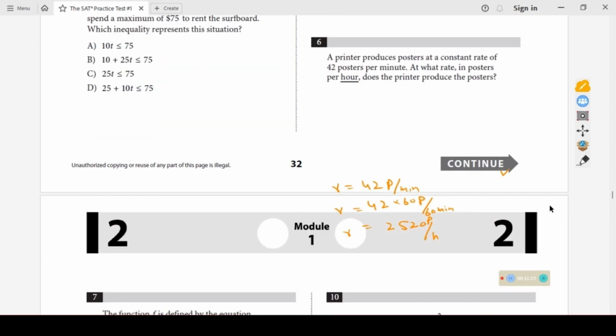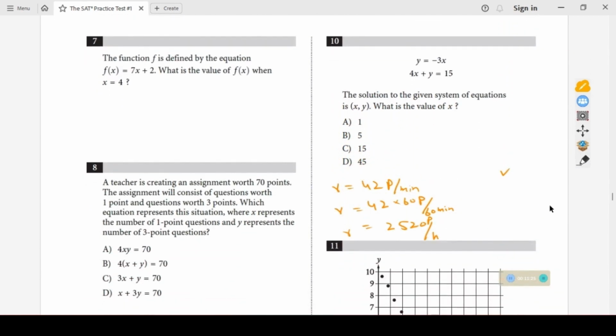Let's move towards the next question. Our next question is question number 7. In question number 7, the function f is defined by the equation f of x equals 7x plus 2. What is the value of f of x when x is 4? Just put the value of x in this place. f of 4 equals 7 times 4 plus 2. It will become 30. So this is the answer.